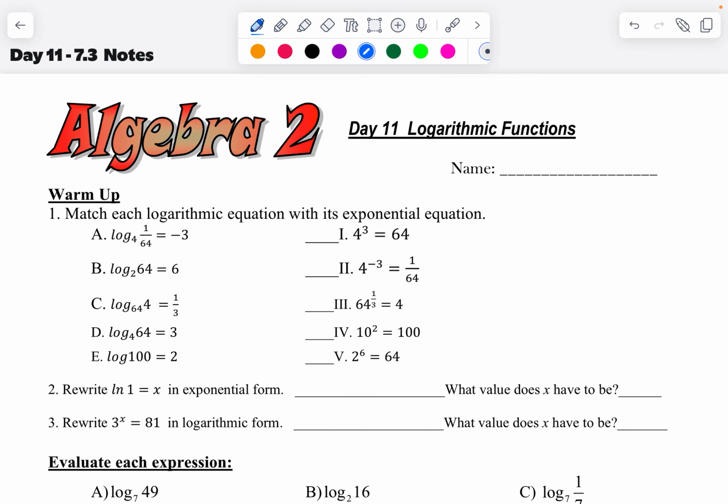Good morning, guys. We're going to look at day 11 and day 12. There will be no day 11 homework, just day 12 homework, okay?